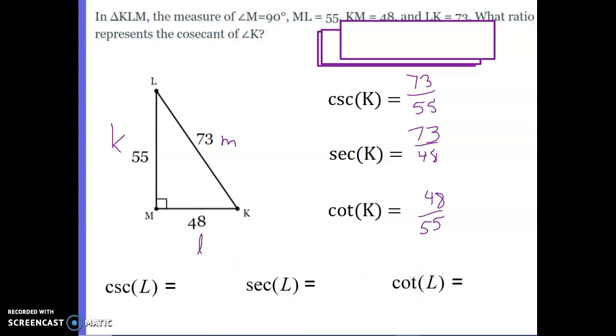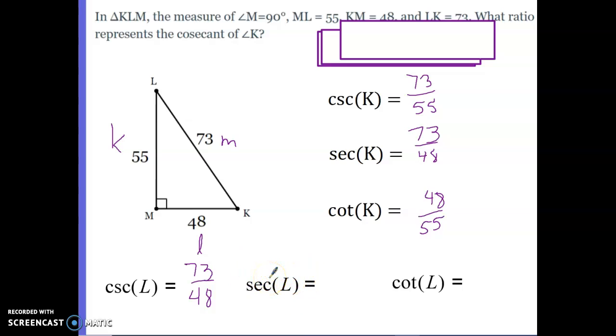Okay, so look back in your notes. Cosecant is the reciprocal of which one? All right, it's the reciprocal of sine. Sine is opposite over hypotenuse, so therefore cosecant will be hypotenuse over opposite. So let's go to angle L, hypotenuse, which is here. Let's write that down, 73, over opposite. If I go to angle L, the side opposite angle L is 48. Okay, so notice that the cosecant changes depending on which angle you're looking at. That's important.